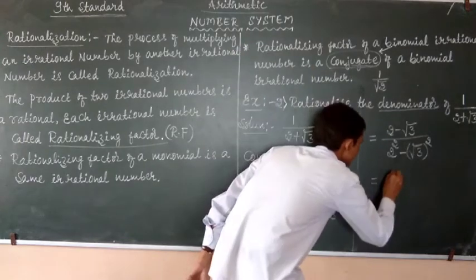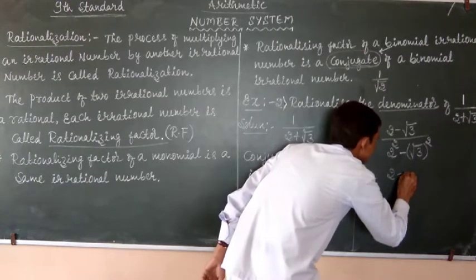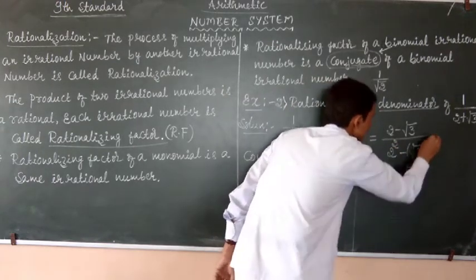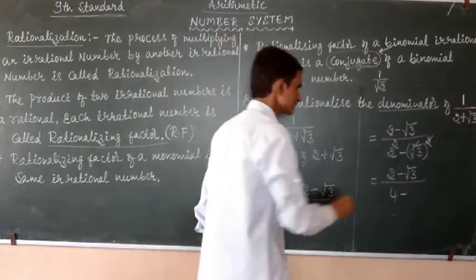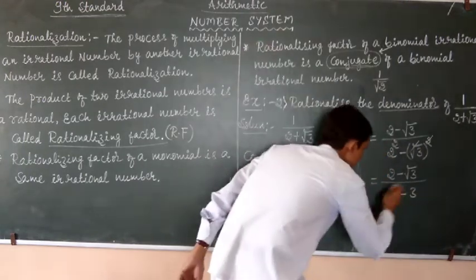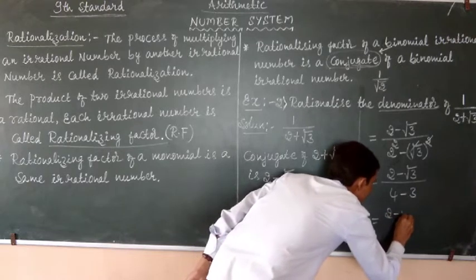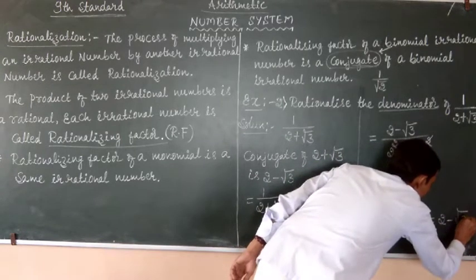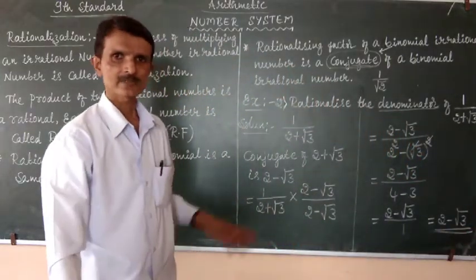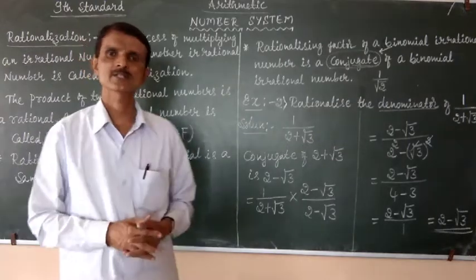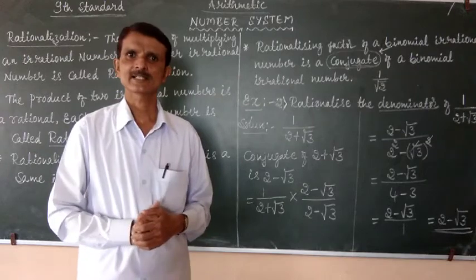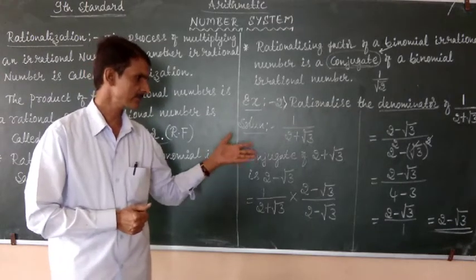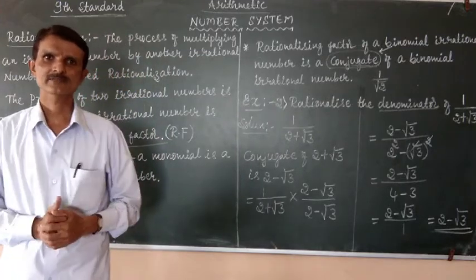Write the numerator as it is. It will become 2 minus root 3 by 2 square, which is 4, minus, the square and square cancel, it will be 3. Now simplify the denominator. It will become 2 minus root 3 by 4 minus 3, which is 1, equal to 2 minus root 3. So this is the answer of the given problem. I think, students, we have understood how to rationalize the denominator. Now we will see the exercise problems. By doing these exercise problems, we will become perfect in the rationalization of irrational numbers.